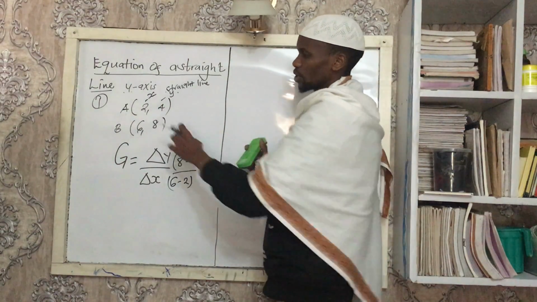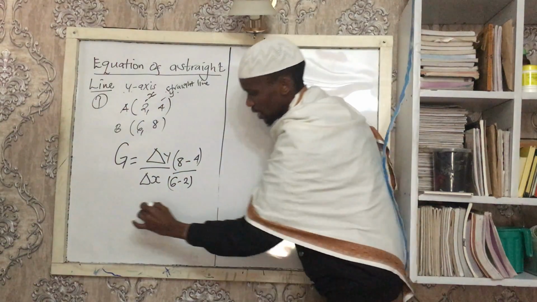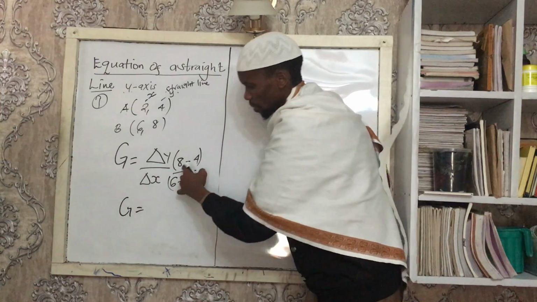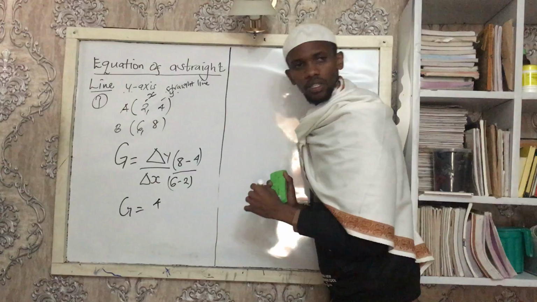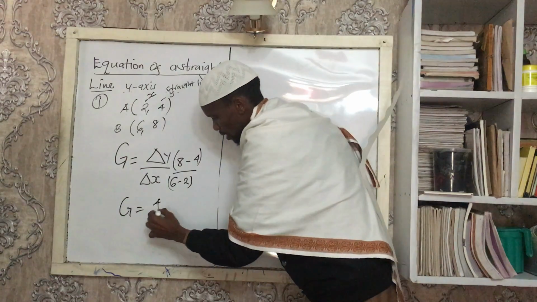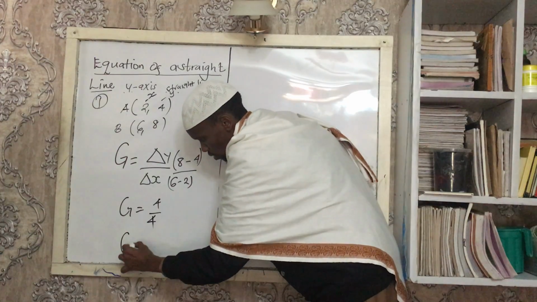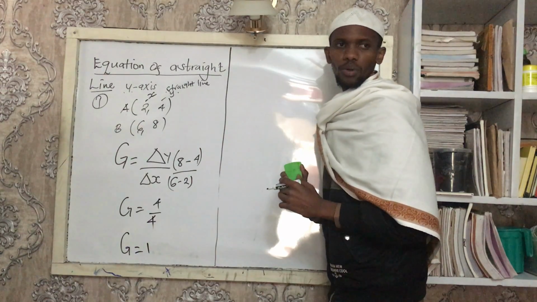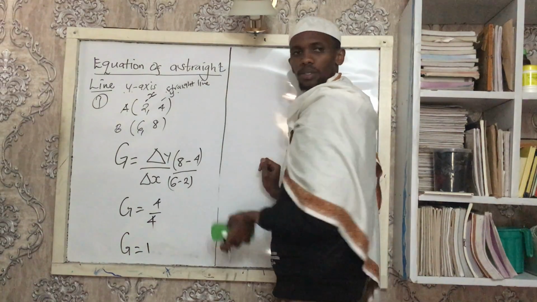What is the relationship between the change in x and the change in y? Now the gradient is equal to 8 minus 4, which is what? 4. And 6 minus 2 is what? 4, right? So 4 divided by 4 is what? 1. So our gradient is equal to 1. That's what we call the gradient. Are you together? We can do another scenario. I hope this one has been understood.